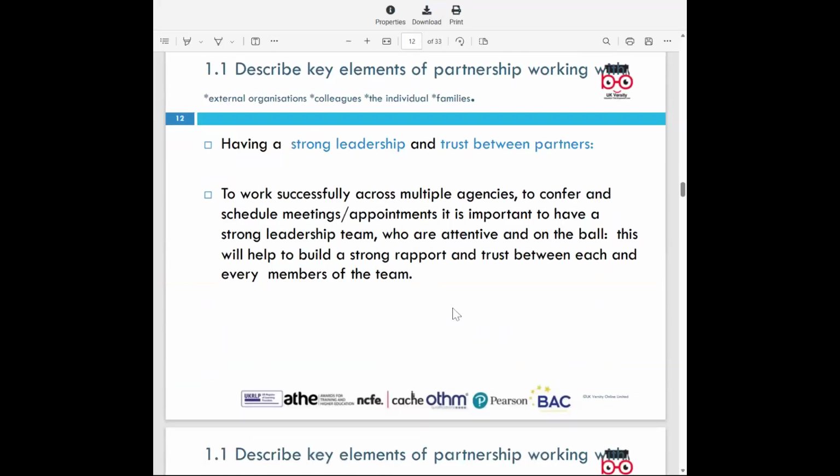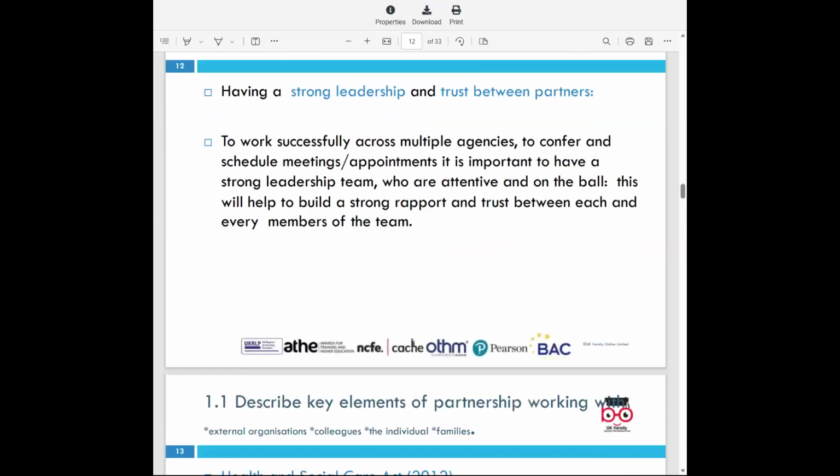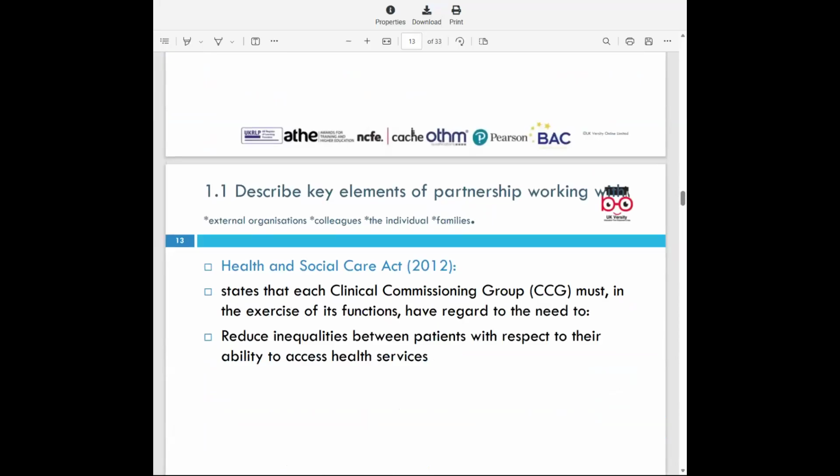1.1, describing elements again, having a strong leadership and trust between partners is really, really important, because you need to work together as organizations and as services. You need to build this strong leadership and make sure you build a strong rapport between each other. So you have this element of trust and you can work together, because if you don't have trust, you can't really work together, can you? You need to be working in a strong leadership team.